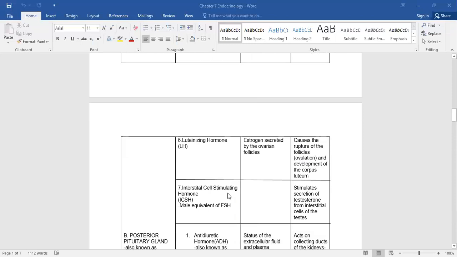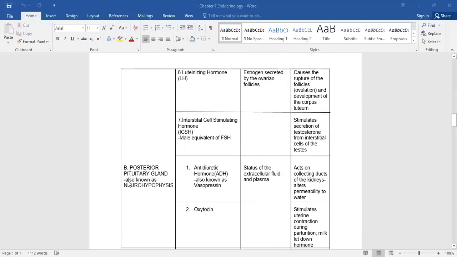And then we have the interstitial cell stimulating hormone. This is the male equivalent of FSH, and it stimulates the secretion of testosterone in the interstitial cells of the testicles. Now, the second part of the pituitary gland is the posterior one, and it's also known as the neurohypophysis. So this one doesn't need the help of the hypothalamus. So it directly gets the stimuli coming from the nerves.